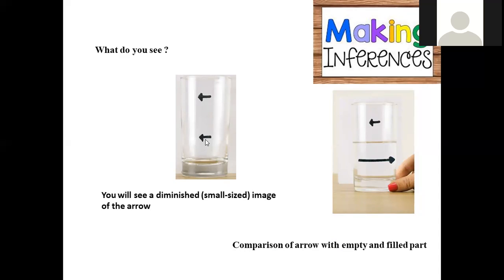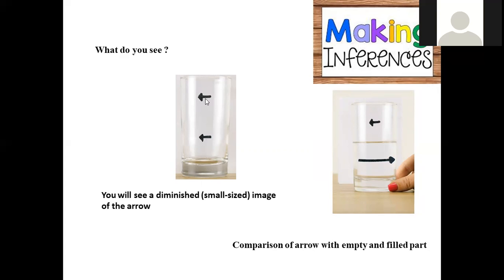Let us compare the arrow of this line with respect to the filled water glass. The filled water glass shows the arrow in the reverse direction and it is the enlarged one. In case of the empty water glass, the image is diminished. The size is very small and the direction is very similar to what we drew on the real page. If you take left to right, the image is also represented left to right only, but the image size is very small in case of the empty water glass.